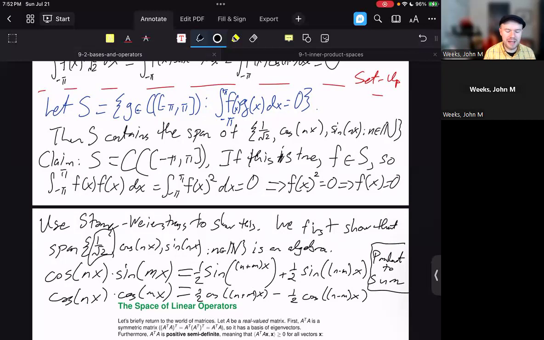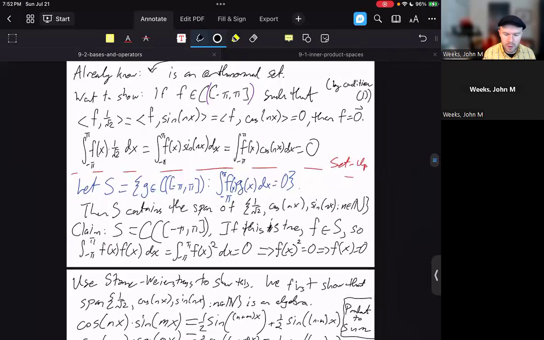Of course, if I multiply these things by 1 over square root of 2, I also don't have an issue. That's a scalar multiple of whatever the function is that I multiplied it by. So that is sufficient for me to say that this set is indeed an algebra. Not only is the spanning set an algebra, but the span itself is an algebra. So what we've shown so far is that we have an algebra.